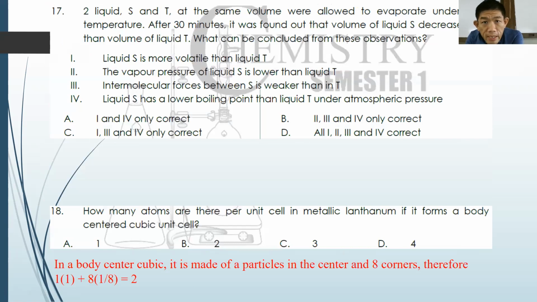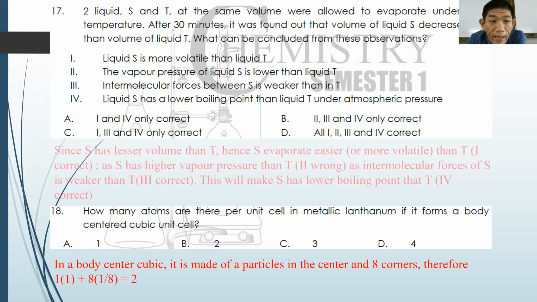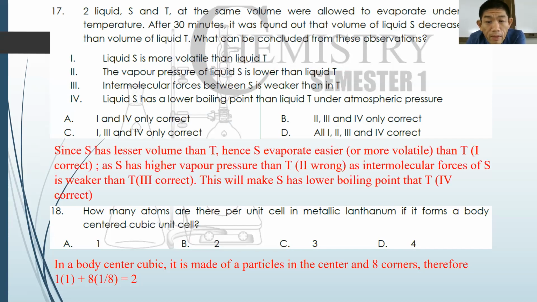Two liquids S and T at the same volume were allowed to evaporate under the same temperature and pressure. After 30 minutes, it was found that the volume of liquid S decreased more than liquid T. What can be concluded from this observation? If the volume of a liquid decreased more, it means that S vaporizes more easily. That means S is more volatile. So statement 1 is correct.